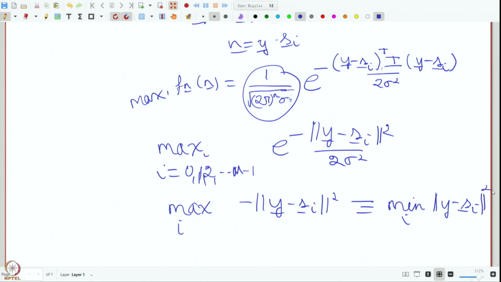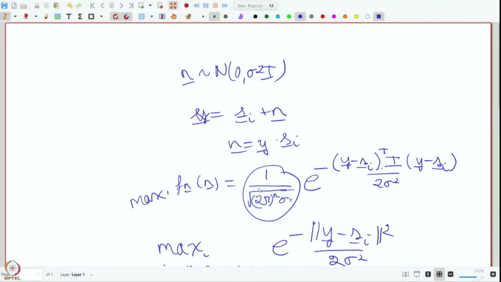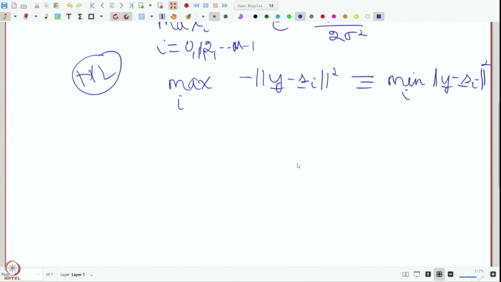This translates to minimum distance decoding. Why? Because you are saying, let us just assume that my SIs are vectors in some space and my Y is a vector, find me that SI that is closest to this Y in terms of squared distance. This means the maximum likelihood decoder is just the minimum distance decoder. This is for ML. Similarly, for MPE, it's not very difficult.